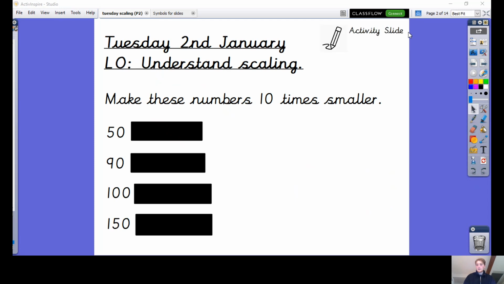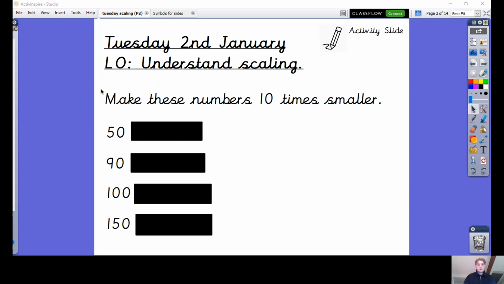Okay, so today this is our second lesson on scaling. Now, before we begin, let's write the date and learning objective in our book, and then have a go at this task below. Pause the video and do that now. Okay, great. Let's go through the answers quickly then.